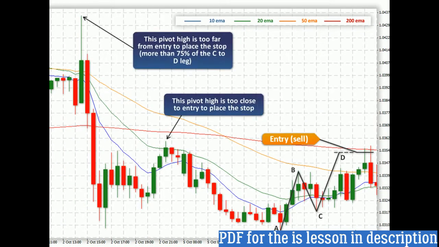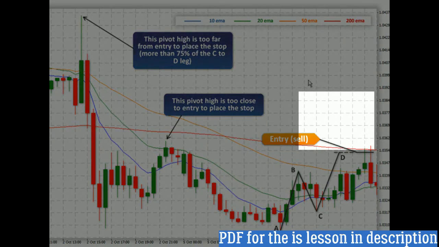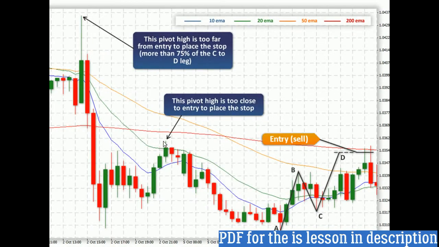And we're looking to put our stop loss at a decent place. So where do we put it? We go left. And we see that obviously all of these pivot highs are lower than our entry point. Why would we even look there? So we're obviously looking for price higher in this area here to put our stop. So we see that this pivot high here is too close to the entry to place the stop.